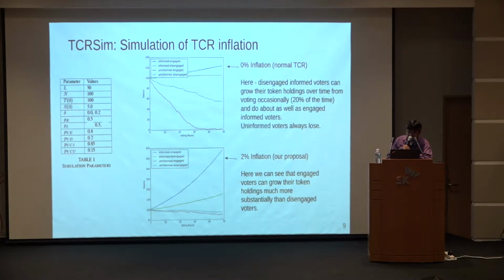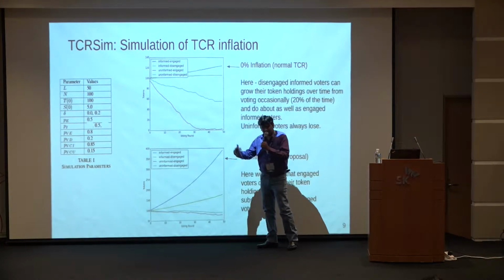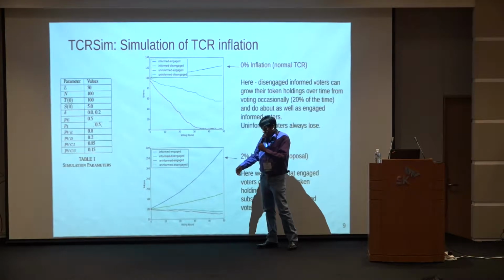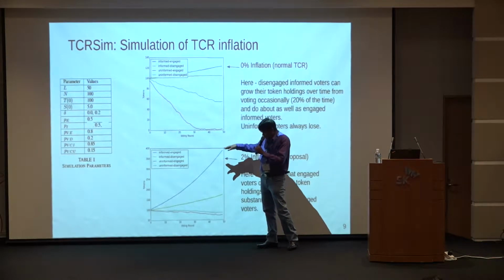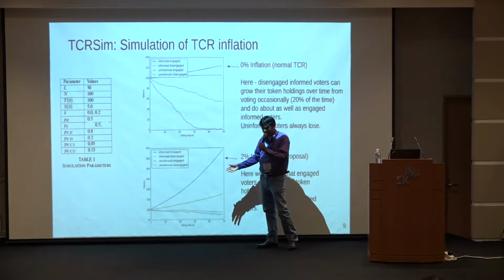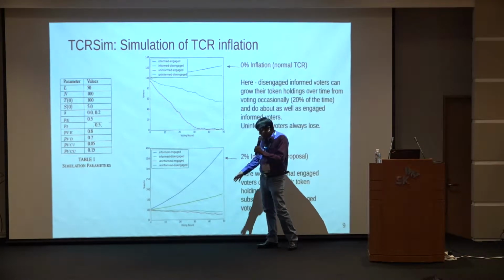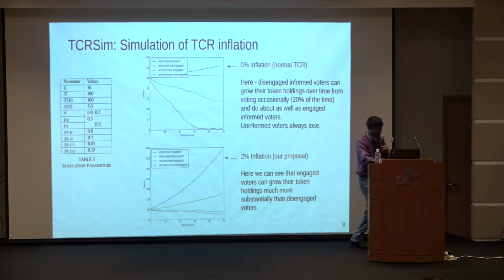With our inflation model that you see at the bottom, the engaged user's token value increases because he is actively contributing to the quality of the list. Therefore, his token value increases, while the other parties who are not actively engaging, or who are not fully aware of that particular list, as in they are not fully informed, are going to lose value in this model.